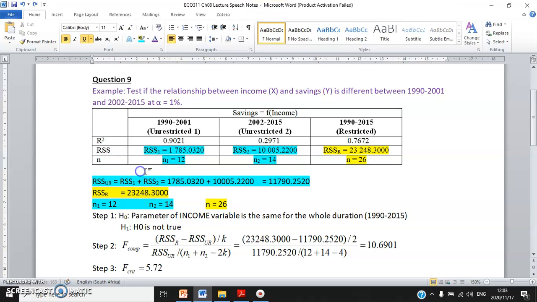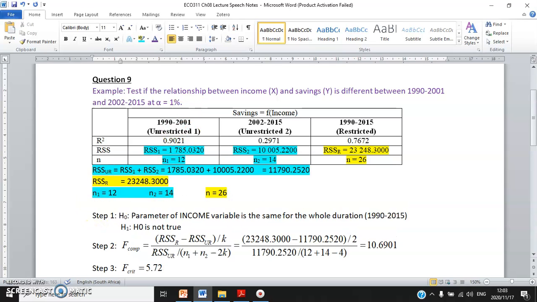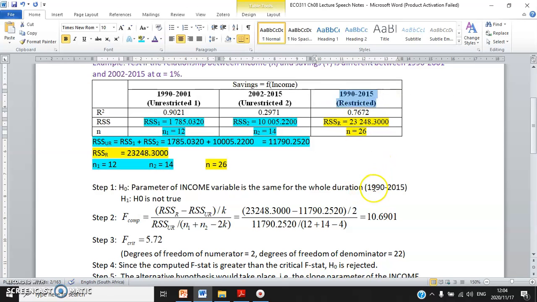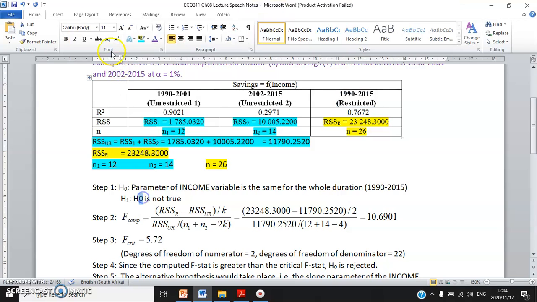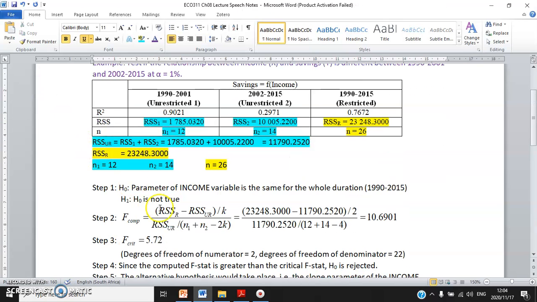5-step procedure, and then alpha is given as 1%. Step 1, the null hypothesis assumes that the slope parameter of the income variable is the same for the whole duration. In other words, it means it is better to run it as a restricted regression. The alternative hypothesis means the null hypothesis is not true, meaning the slope parameter of the income variable has changed from this threshold period, 2002. And this is the equation for the computed F statistic. It must be given to you in the formula sheet.